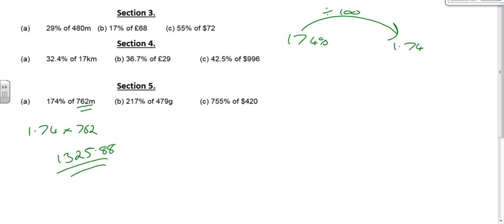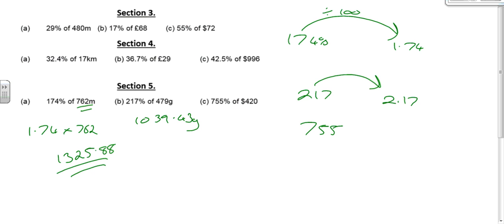So next, 217. 217 as a multiplier is going to be 2.17. So 2.17 times by 479 gives us 1,039.43 grams. Next, 755% of $420. 755 goes to 7.55. So 7.55 times by 420 is $3,171.